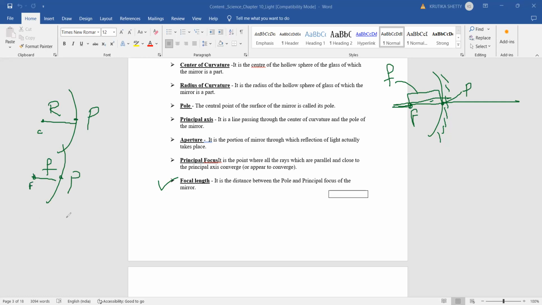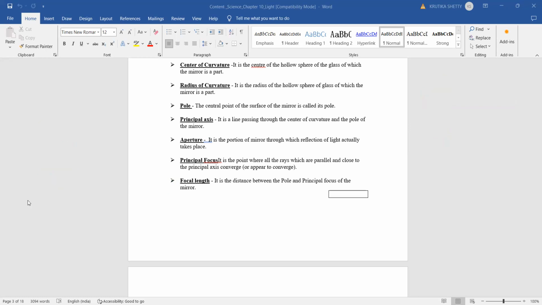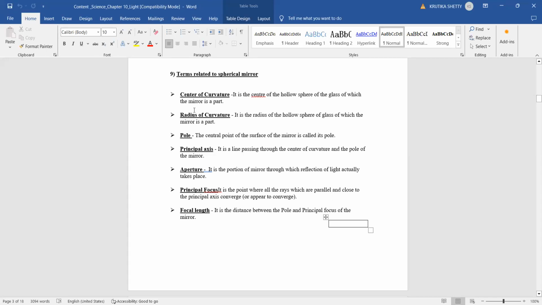Yes, Hannah, 7 definitions are there. You can read all the 7 definitions. See, center of curvature is there, radius of curvature, pole, principal axis, aperture, principal focus, focal length. So go through all these points. If you have any doubt, you can ask. Otherwise, next point you can proceed.